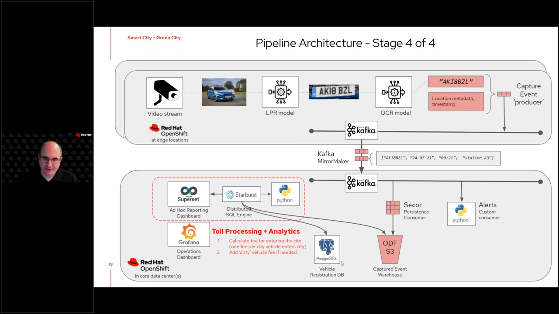Okay, we have also here a PostgreSQL database that is simulating the vehicle registration database, where we have further information on a specific car, its model, its owner. And so with Trino, we can query both of those data sources at the same time, and then we can display everything in different dashboards in Grafana.